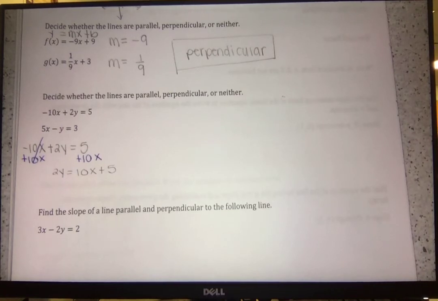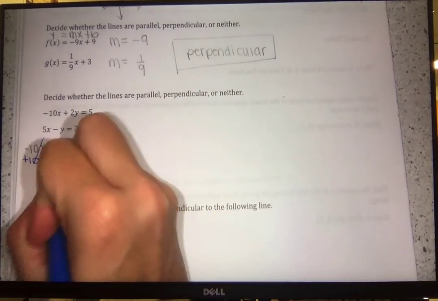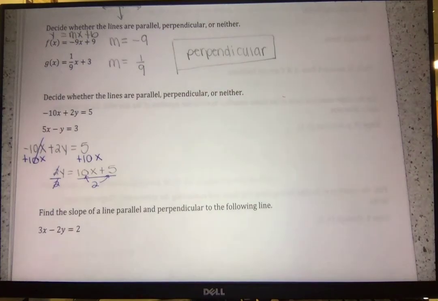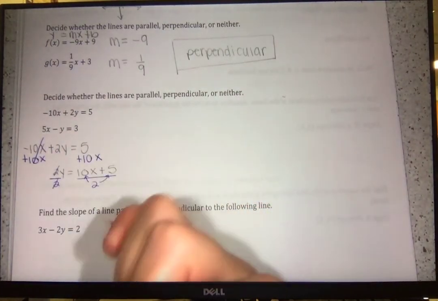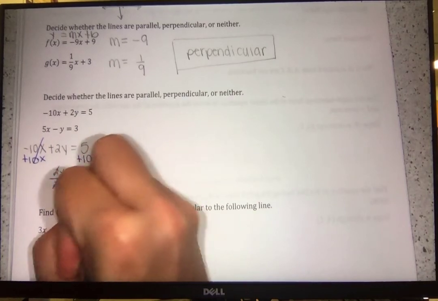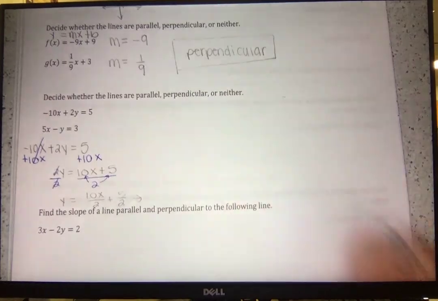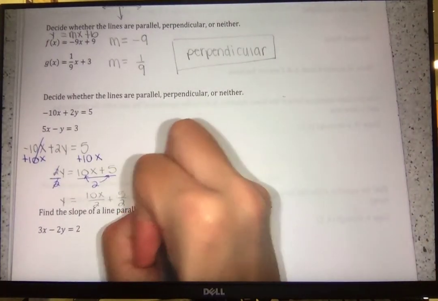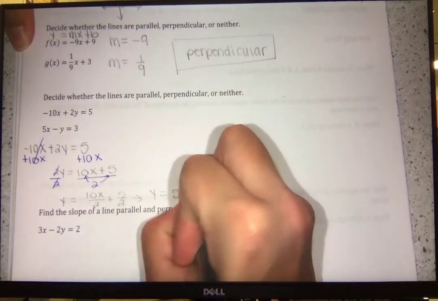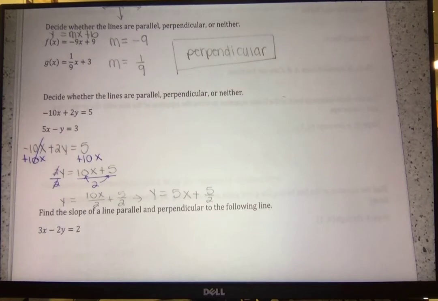So therefore, what is my m value? What's my slope? 5. So for the first one, our slope is 5. For the second one, 5x minus y equals 3. Again, getting y by itself, I want to move this positive 5x to the other side. So how do I do that? Subtract it. So we're going to subtract 5x from both sides.